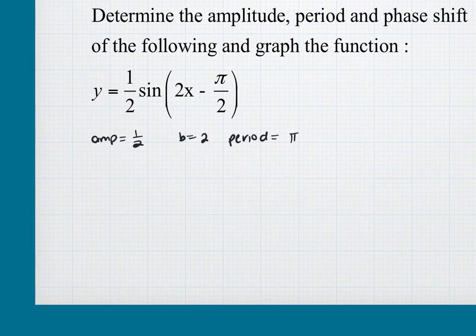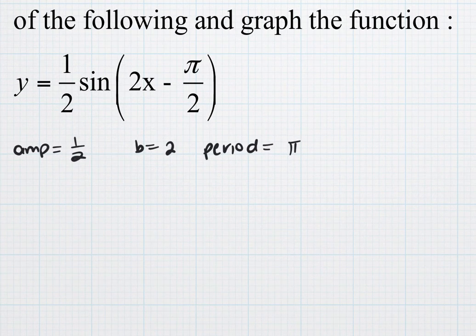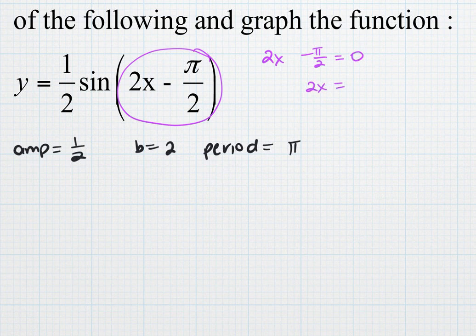Is there a phase shift? Yes, there's something being added or subtracted here. So I'd get 2x minus pi over 2, set it equal to 0. Add the pi over 2, 2x would equal pi over 2. And then divide by 2, which is the same thing as multiplying by 1/2. And I get a phase shift of positive pi over 4 this time.